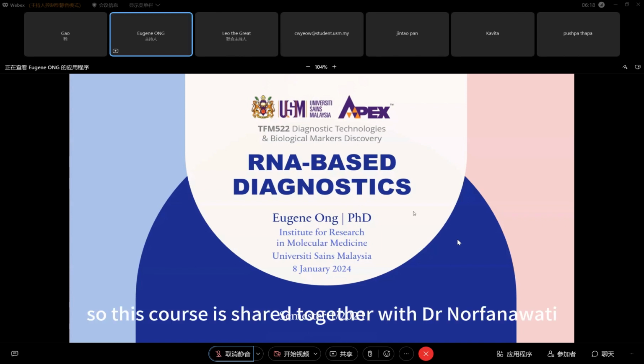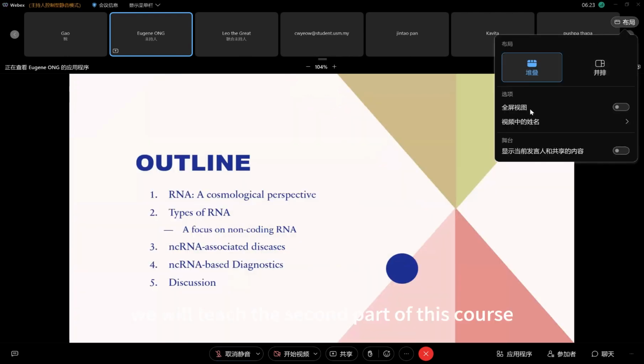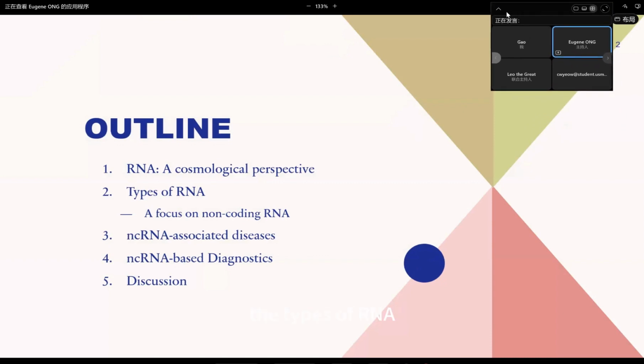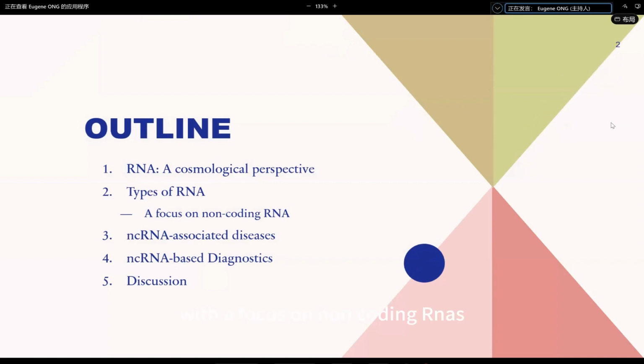This course is shared together with Dr. Noor Fatmawati, who will teach the second part of this course. The outline for today's presentation begins with RNA, a cosmological perspective, the types of RNA with a focus on non-coding RNAs, what are non-coding RNA associated diseases, and non-coding RNA based diagnostics, which is the topic of today. And after that, we'll have a discussion.